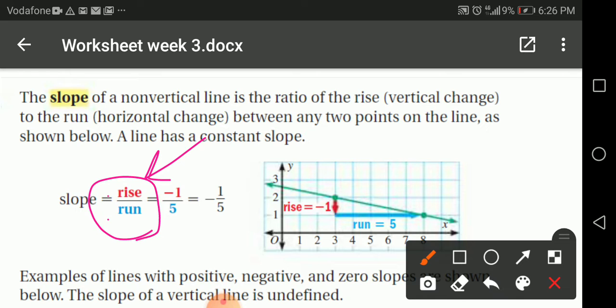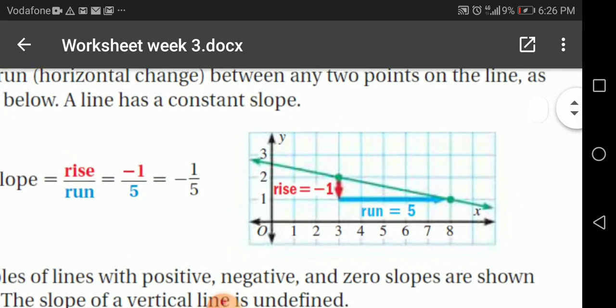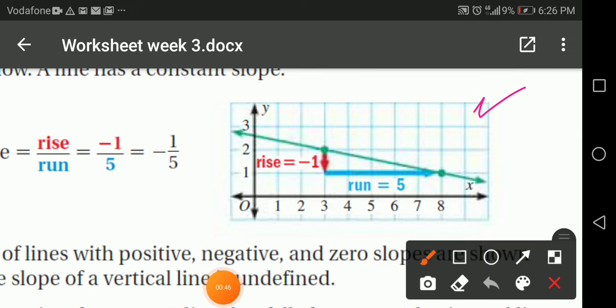What's rise? What's run? When I say rise, it's connected to the y-axis. When I'm talking about run, it's connected to what? The x-axis. So the information that we got now is that the slope has a rule, rise over run. The rise is for y, the run is for x. Okay?